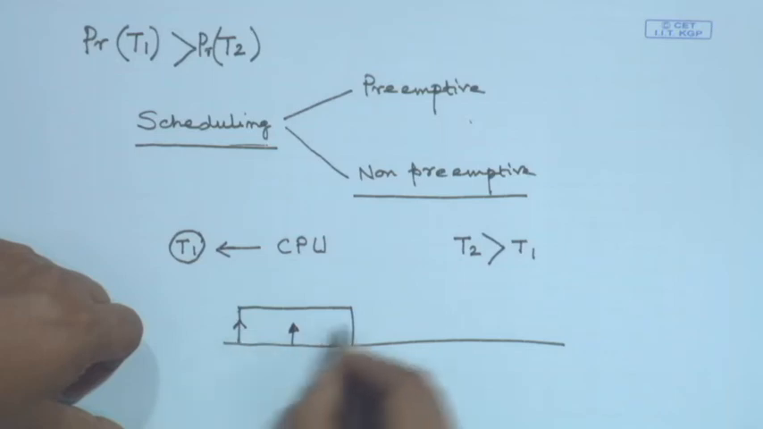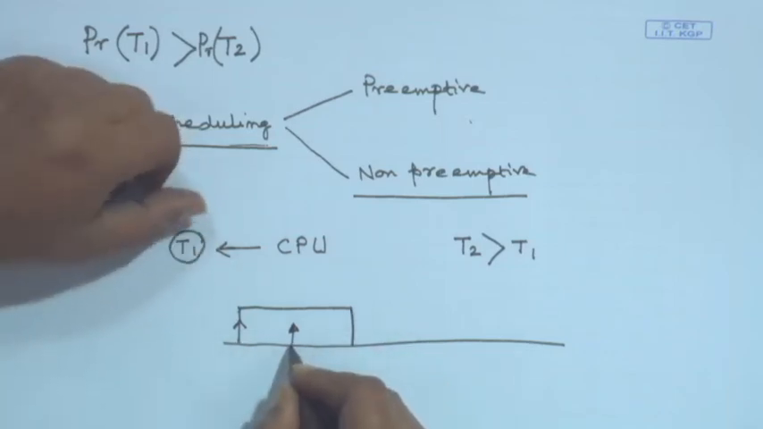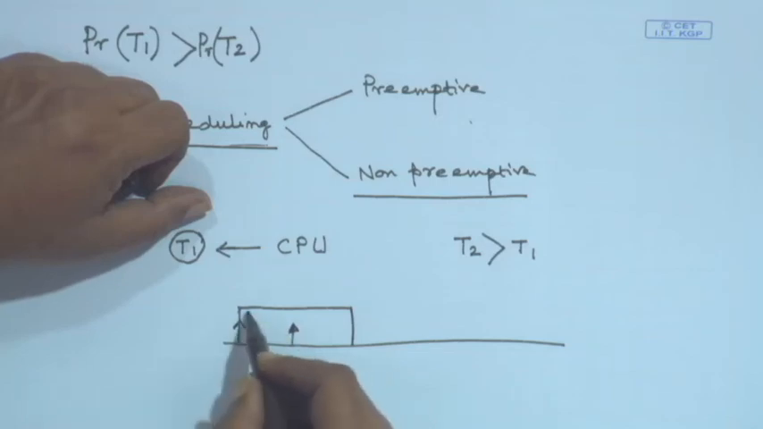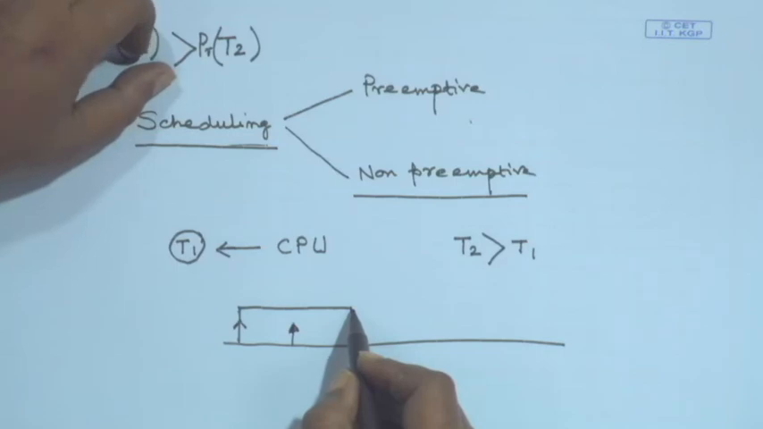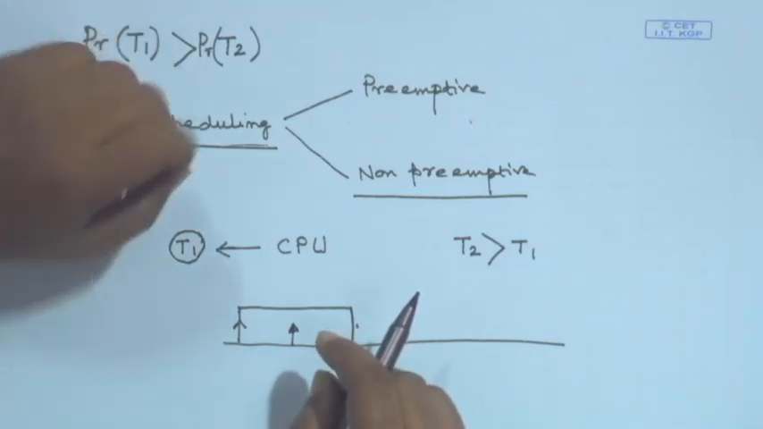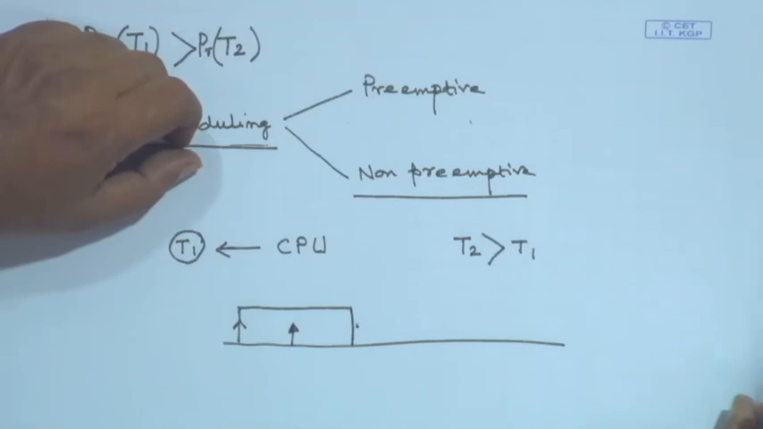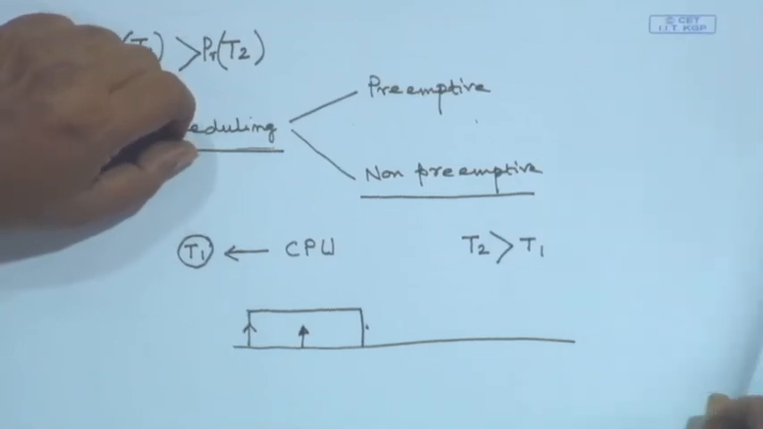T1 arrived here and was started. T2 arrived, and T2 has got the higher priority than T1, but still, since T1 has been allocated the CPU, it will go on continuing. T2 can only start after T1 completes. Now, if it be the case that initially I have got, it is non-preemptive, all right.